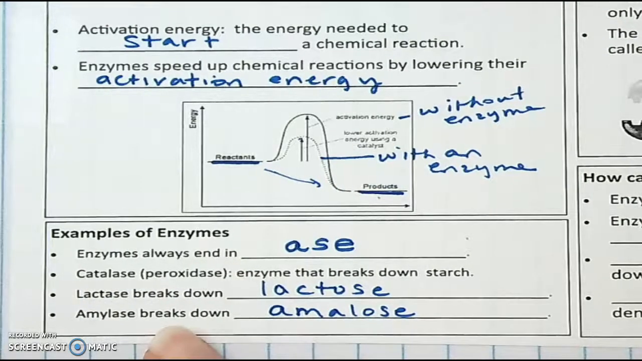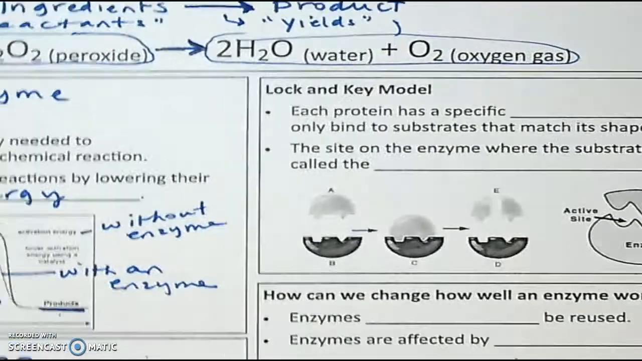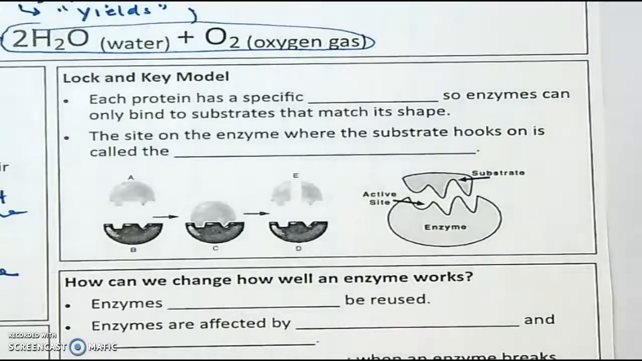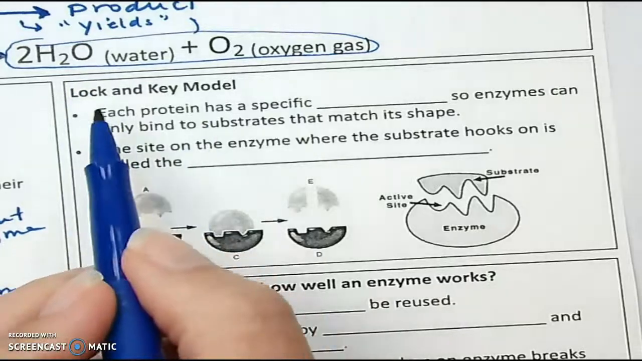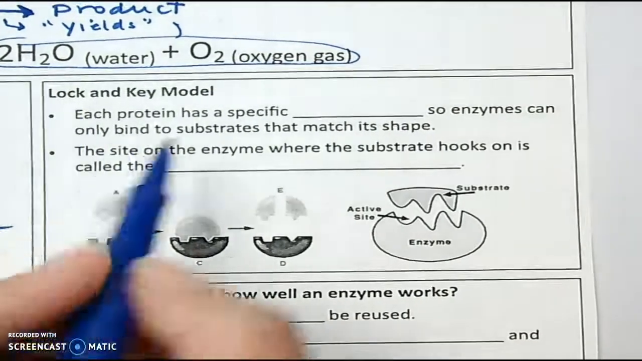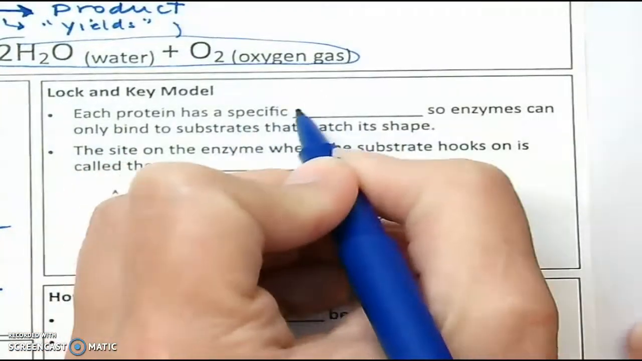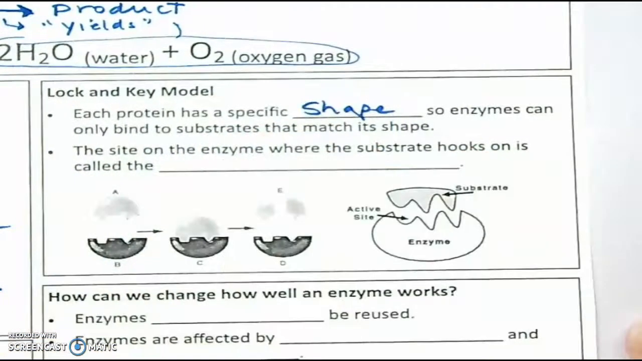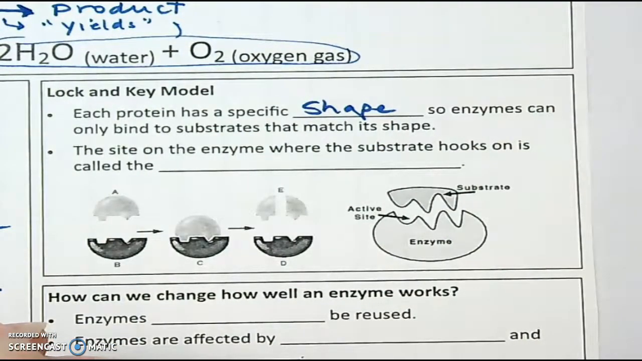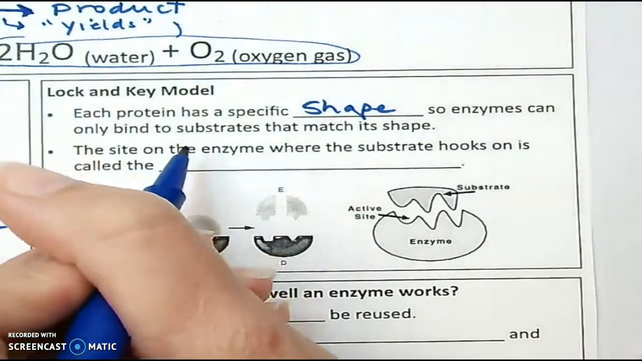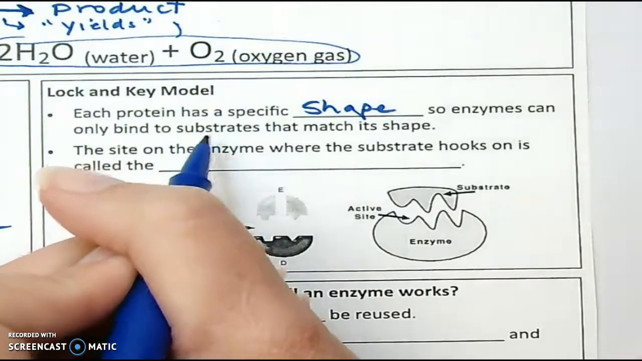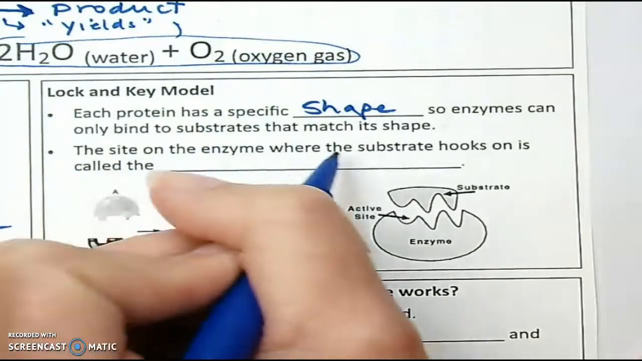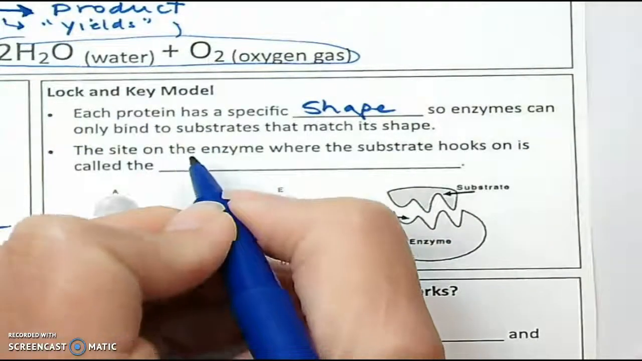Now, the way that enzymes work is very specific. They each do a specific job. And I always think of them like puzzle pieces. Okay. And there's a name for this. It's called a lock and key model. Each protein has a specific shape. So enzymes can only bind to substrates that match its shape. Substrate is a fancy name for the substance that the enzyme will bind to. The site on the enzyme where the substrate hooks on is called the active site.